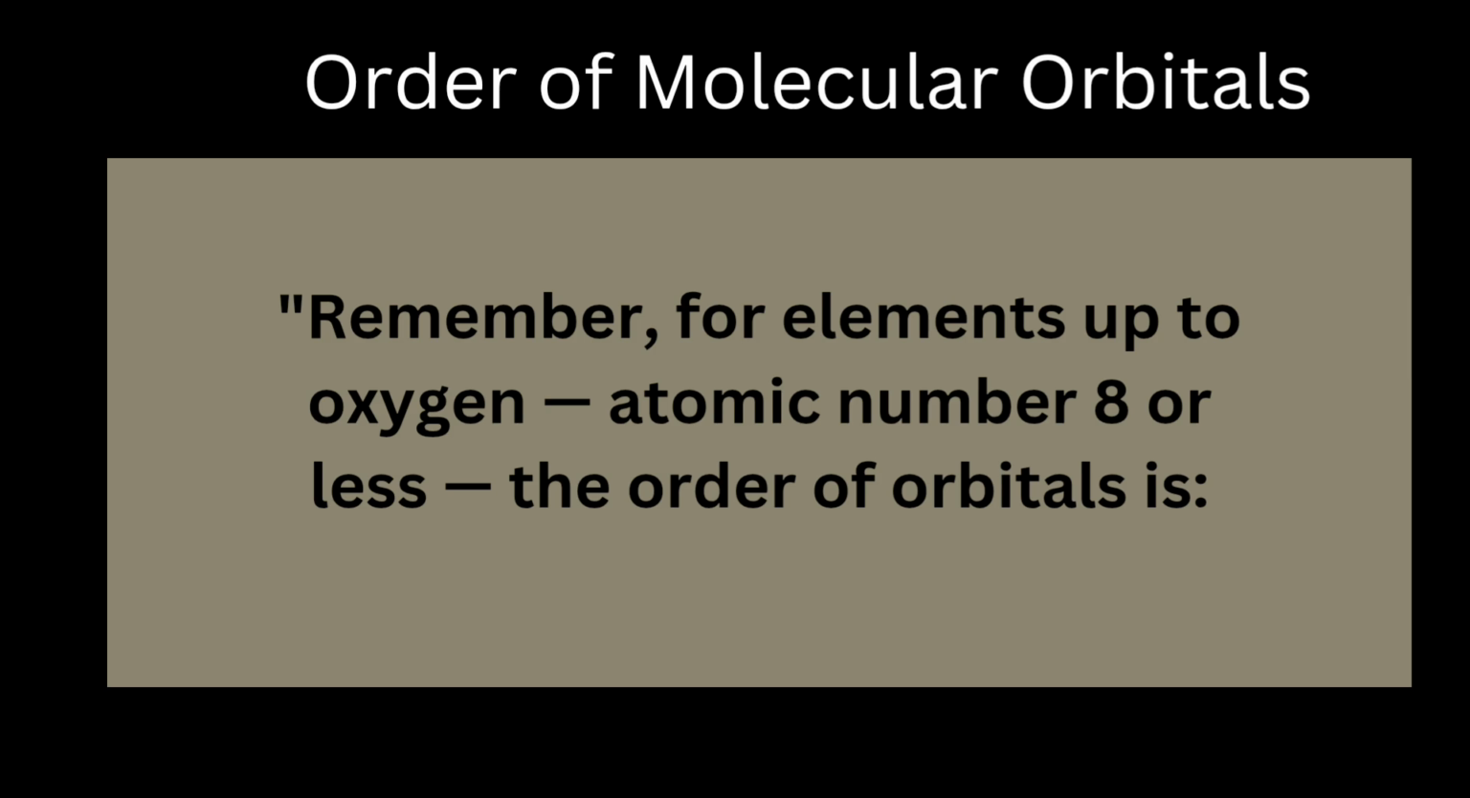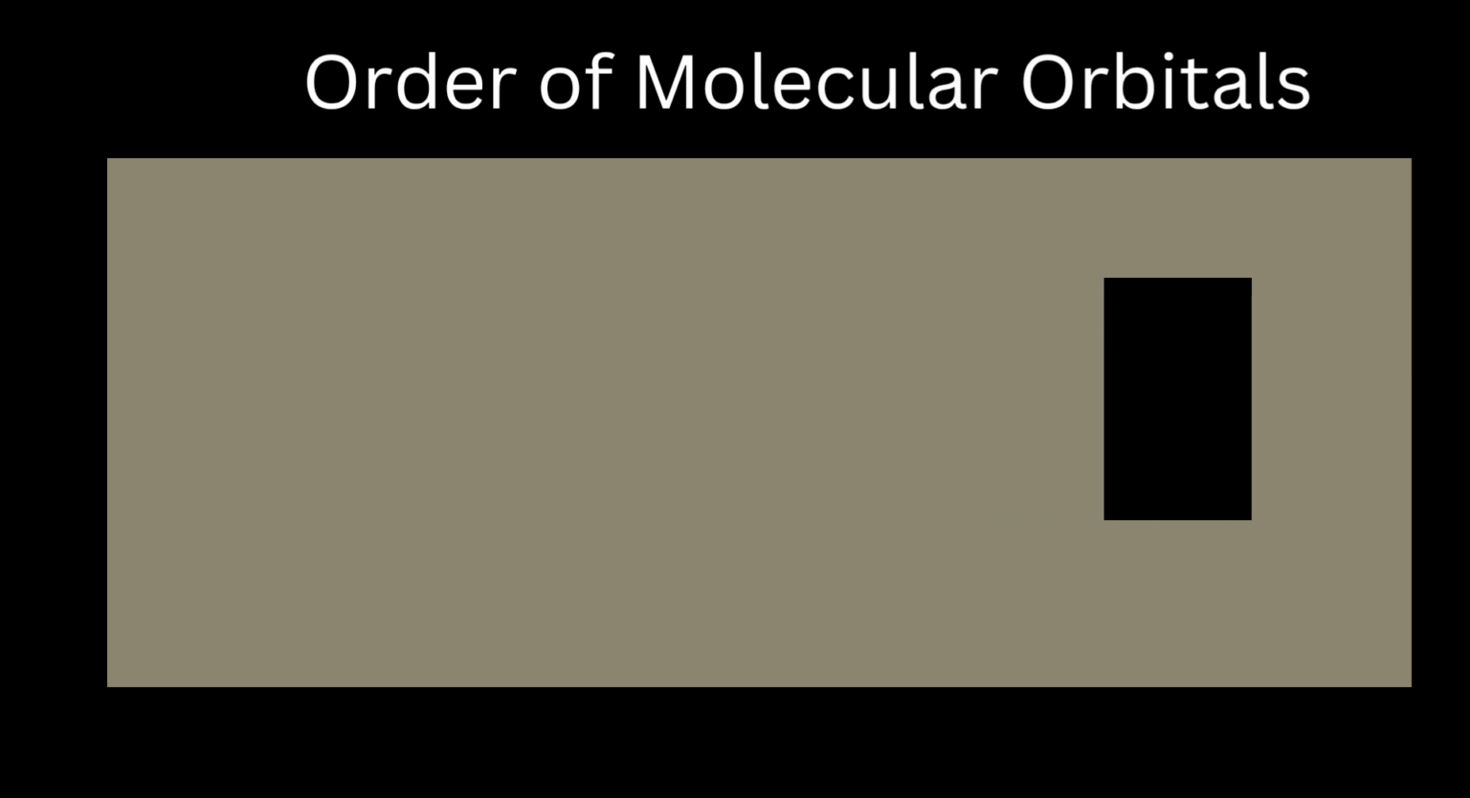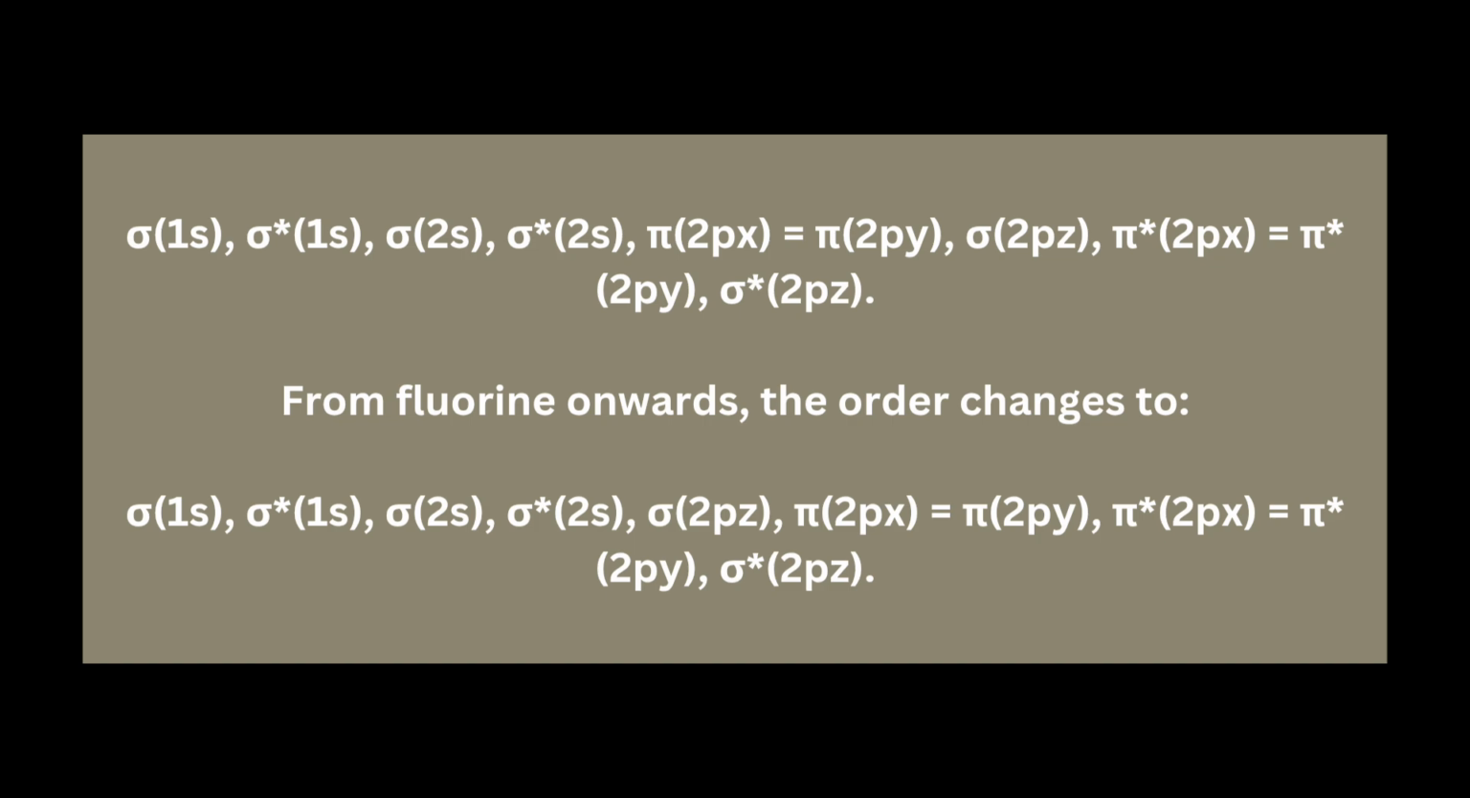Remember, for elements up to oxygen, atomic number 8 or less, the order of orbitals is sigma 1s, sigma star 1s, sigma 2s, sigma star 2s, pi 2px equals pi 2py, sigma 2pz, pi star 2px equals pi star 2py, sigma star 2pz. But from fluorine onwards, the order changes. Sigma 2pz comes before pi 2px and pi 2py. This small shift explains some surprising molecular properties.